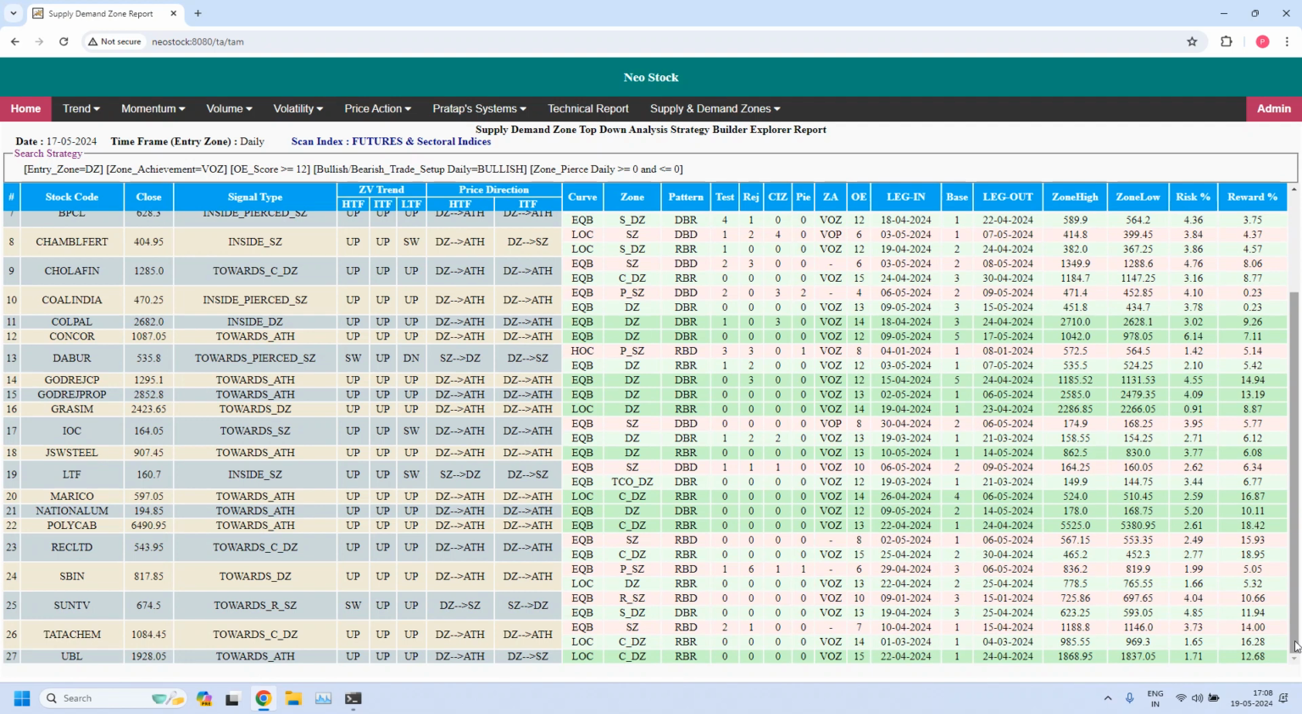Otherwise the zone will be violated. You already learned when a zone will be violated. When you know a zone will be violated, how can you take a trade in that zone? So that's why, the checklist you learned in lesson 20, please follow the checklist. And then the satisfied stocks you can again plan.